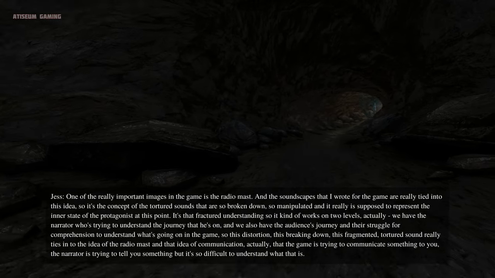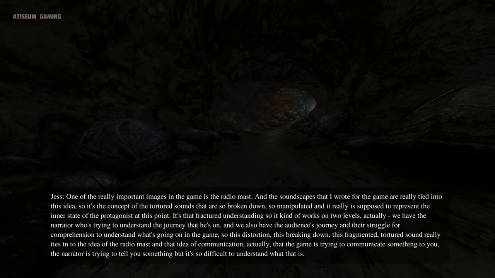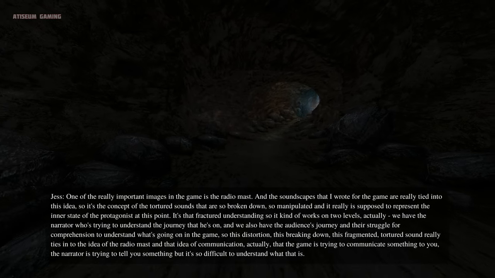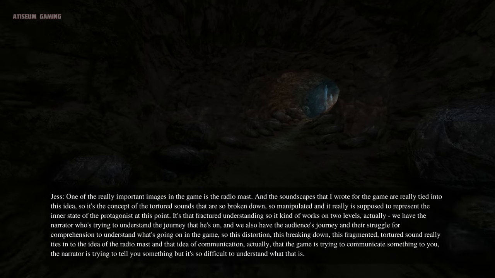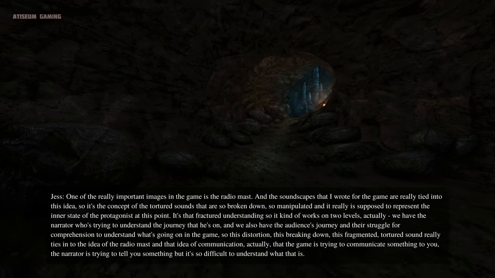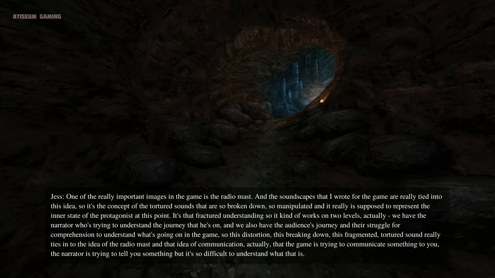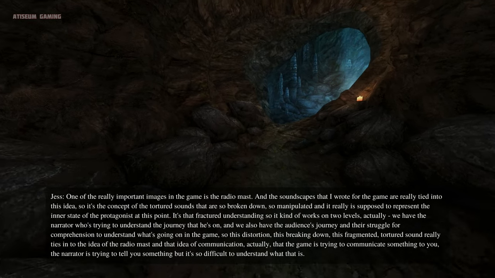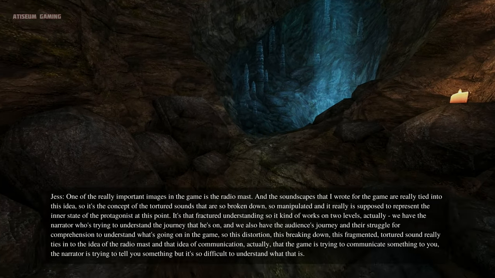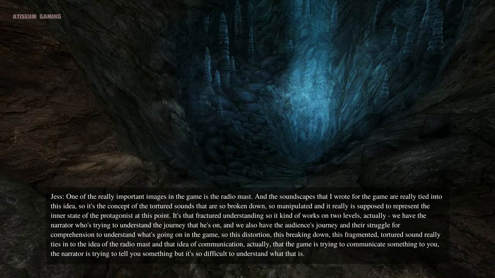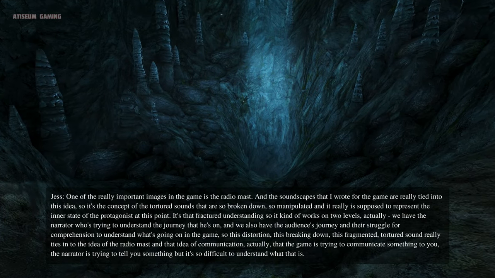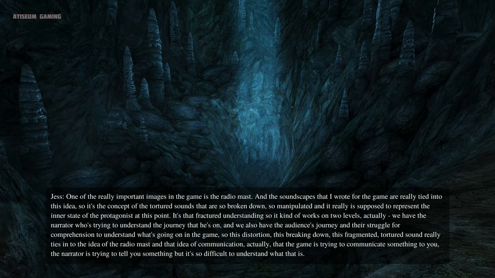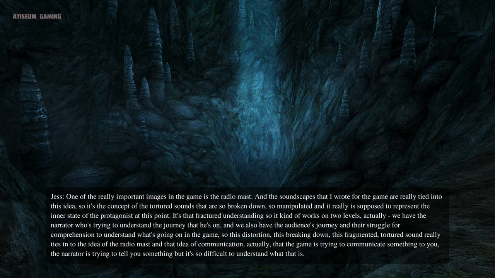One of the really important images in the game is the radio mast, and the soundscapes that I wrote for the game are really tied into this idea. It's the concept of tortured sounds that are so broken down and so manipulated, and it really is supposed to represent the inner state of the protagonist at this point. It's that fractured understanding.